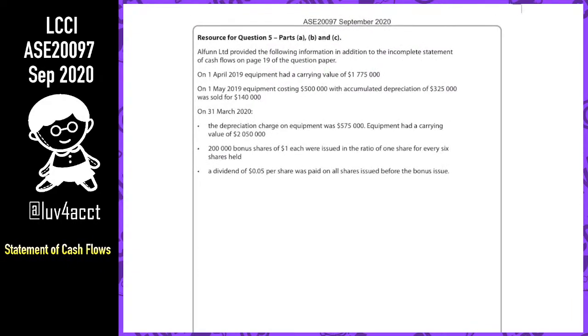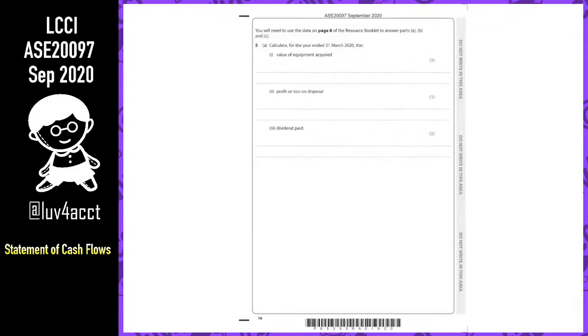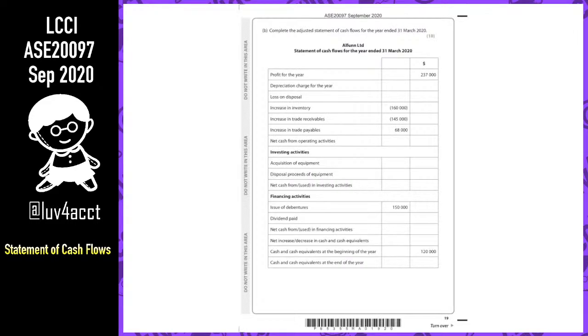Okay, so the following information is given. Okay, this incomplete statement of cash flows. Okay, we have information and then we have to calculate the value of equipment acquired, profit or loss on disposal, and also dividend paid. Okay, and then we have to fill in.